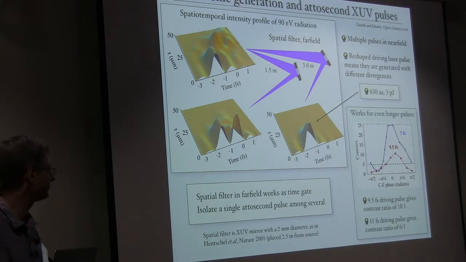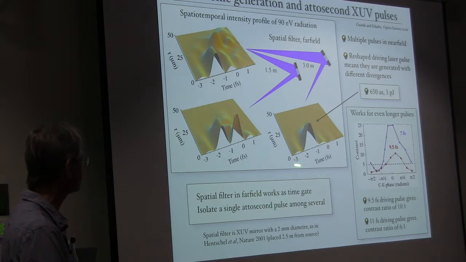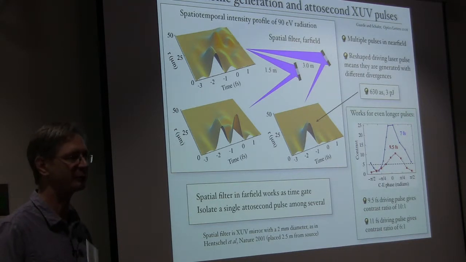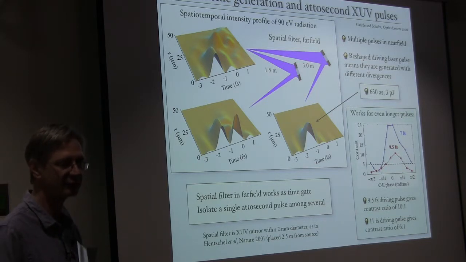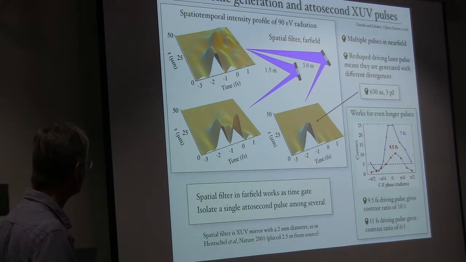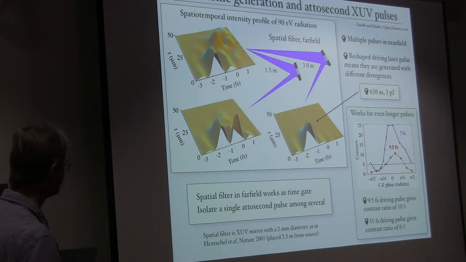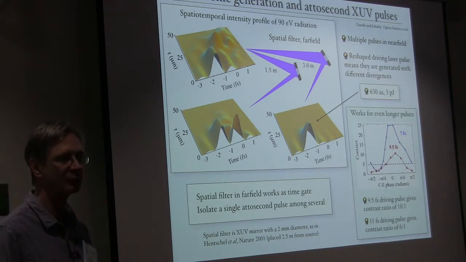So we would say that this is a spatial filter in the far field, works as a time gate, and it isolates a single attosecond pulse from many. And here's a curve for the 7 femtosecond pulses that they were using. If you define a single attosecond pulse as something that has a 10-to-1 contrast ratio to all the other pulses, then you get a single attosecond pulse most of the time. That's this blue curve, and among the CEP phases, it kicks that out more than half the time. And if you take 5 to 1, it kicks it out about 3/4 of the time.